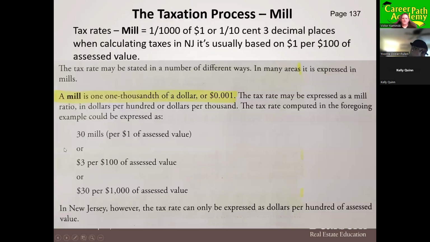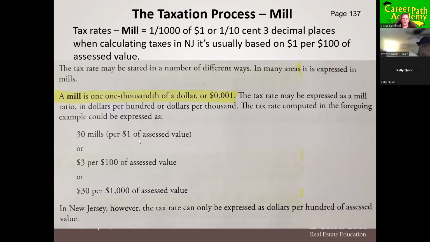So a mill, on page 137 at the top of the page, this is where we'll highlight this. A mill is 1/1000th of a dollar or a tenth of a cent. So it's basically 3 decimal points. Tax rates may be stated in a number of different ways. In many areas, they're expressed in mills.